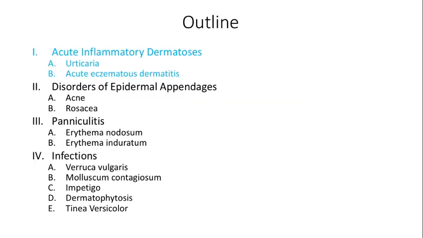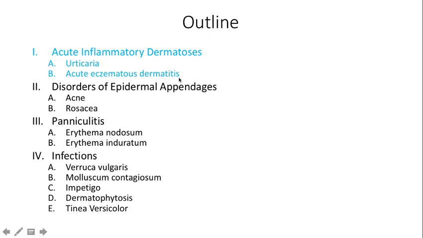A basic outline of where we're headed today. This talk is mainly going to deal with acute inflammatory diseases of skin. And by that, we mean these are diseases that usually last for a couple of days to weeks and then go away on their own. So the two acute inflammatory dermatoses we'll talk about are urticaria or hives, and then acute eczematous dermatitis.